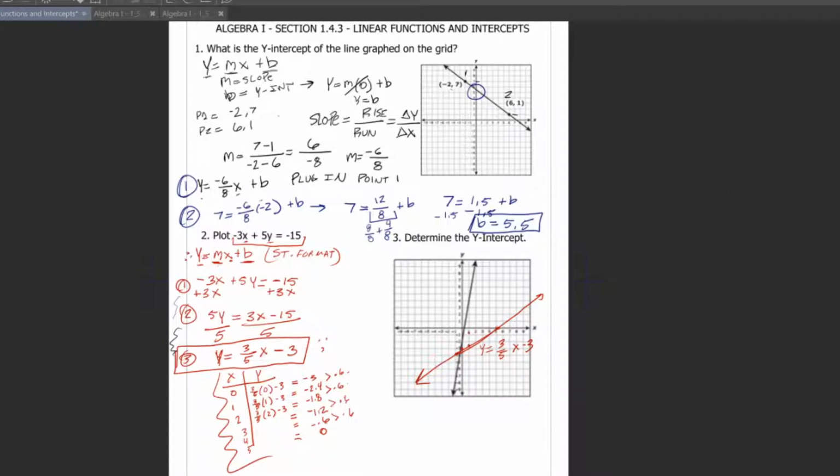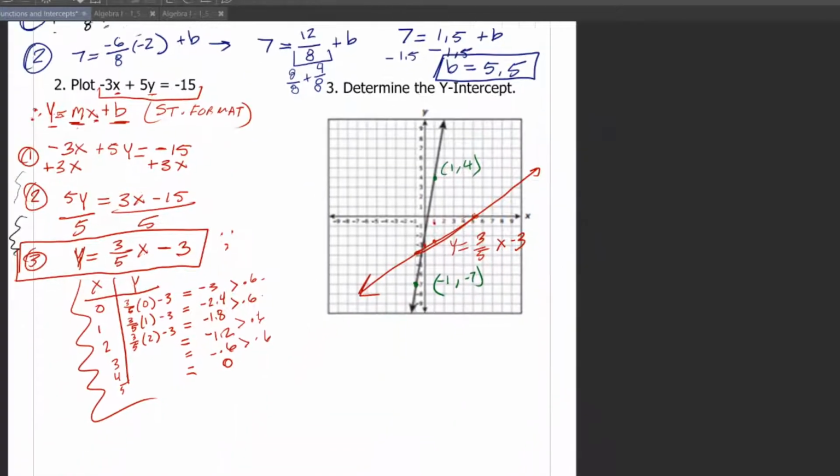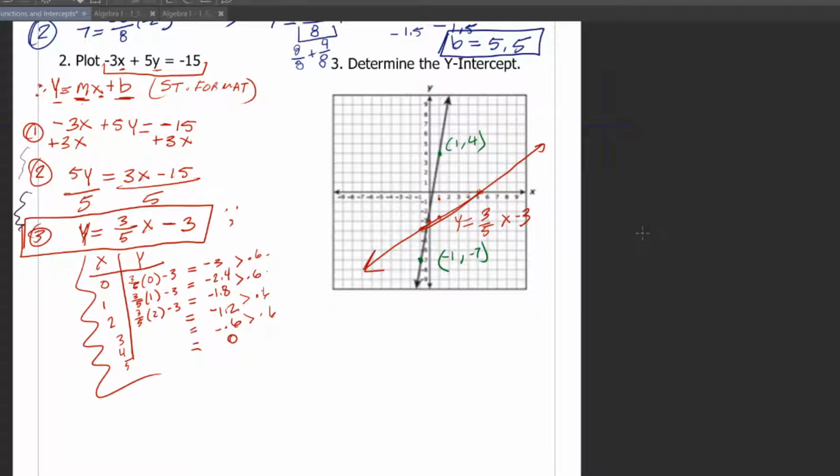Now the third question is going to be in green. I'm making up colors as I go, but this one's just saying determine the y-intercept. And this one is generally just going to be an estimate. Let's make up some points just for old time's sake. This point's going to be 1, 4. This point's going to be negative 1, negative 7. That's at least what it looks like. And we're going to repeat the same steps that we did above without looking at them, right?